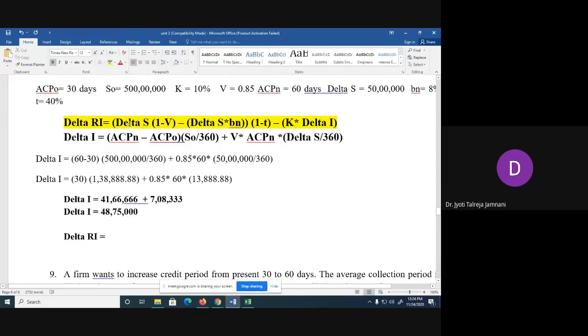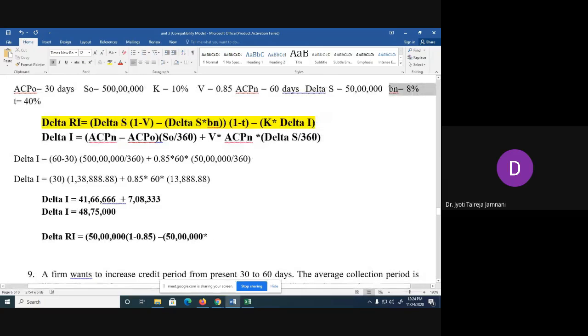Delta Ri is equal to delta S, that means change in sales, which is 50 lakh, into 1 minus variable cost. So 1 minus 0.85 is the variable cost, minus delta S into BN. So 50 lakh into BN, which is the bad debt proportion given here, 8%, so 0.08, into 1 minus tax rate. Tax rate is 40%, so it's 0.4, minus K, the value of K is 10%, that means 0.1, into delta I, which we found out as 48,75,000 in the previous solution.